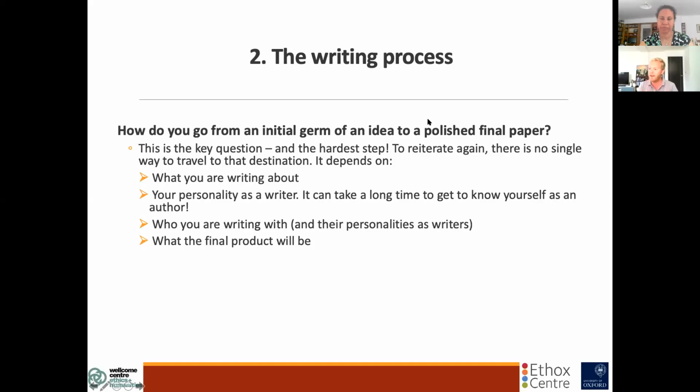And this is the key question and the hardest bit, I think. How do you go from the initial germ of a good idea to a polished final paper? That's the question we're all worried about. It's the question we're all focused on. And I think it's the one that deserves the most attention.